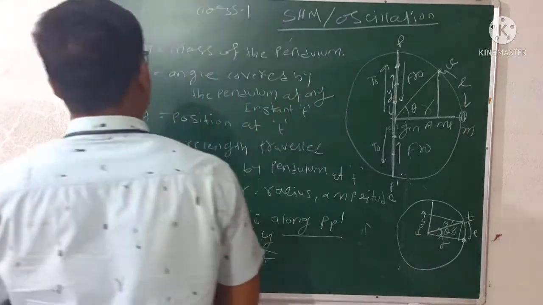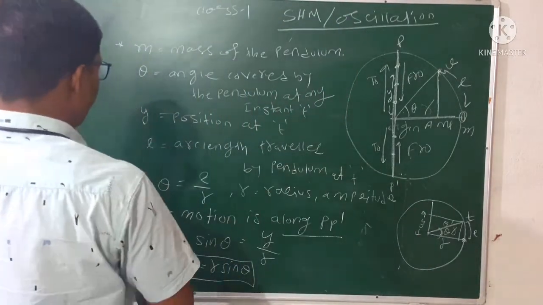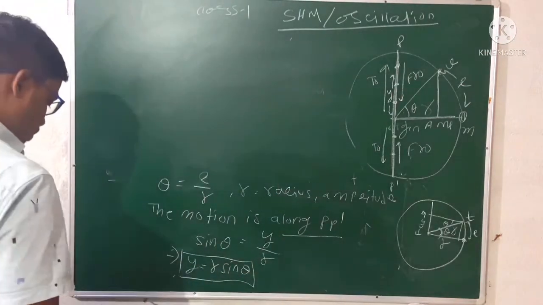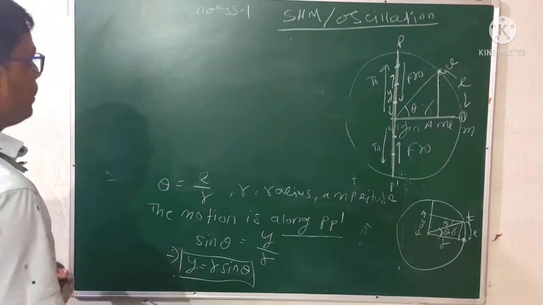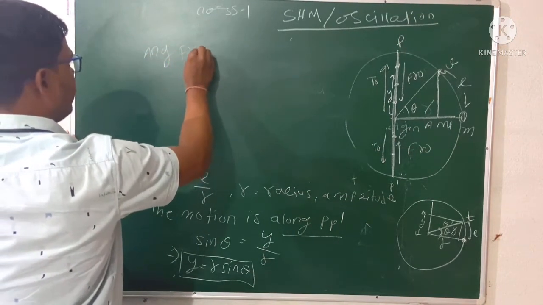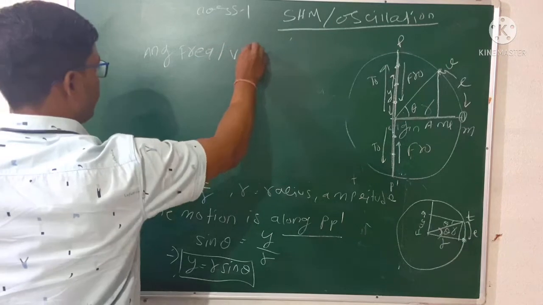So this is the position at any instant of time. Again, what's happening, we have a parameter, that is the angular frequency, or you can call it angular velocity.